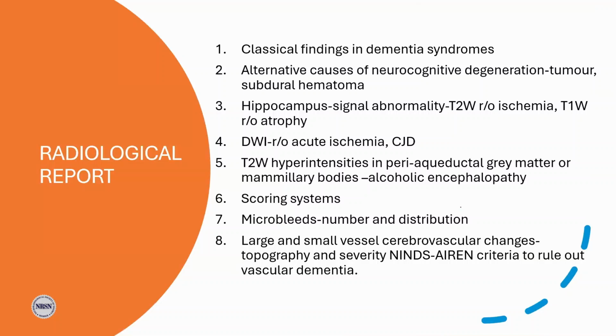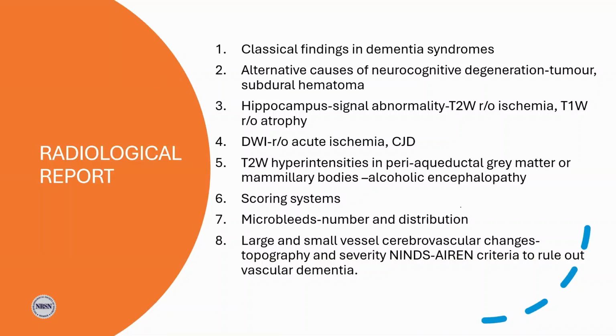Now, what do you expect to see in a radiological report for a patient you have sent to the radiologist or the neuroradiologist for dementia assessment? Now, are there classical findings in dementia syndrome? It should be written there. It should be included in your report. Are there alternative causes of neurocognitive degeneration, such as an anterior cranial fossa meningioma or a subdural hematoma? The hippocampus, is there signal intensity on T2 that you want to implicate ischemia, or on a T1 weighted image, is there atrophy noted in the hippocampus?